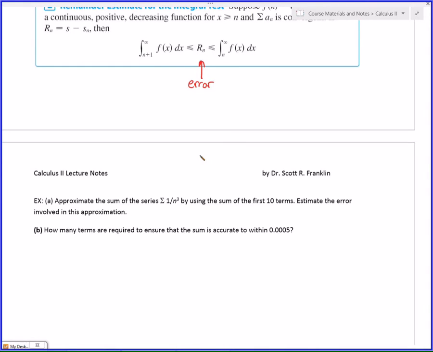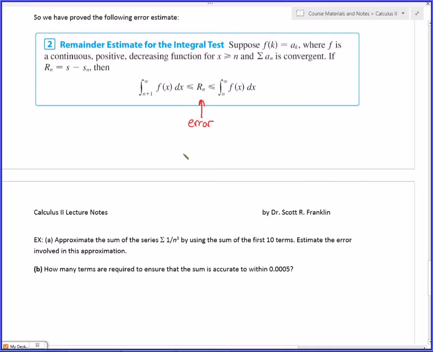Let's use this estimate theorem right here, this number 2, to approximate the series and find out what the error is in this approximation. So again, just looking at this formula, the remainder, that's your error, is less than or equal to the integral from n to infinity, but bigger than the one from n plus 1. Usually, we only use this part of it right here. In this example, that's all I really have to use. I want an upper bound on my error.